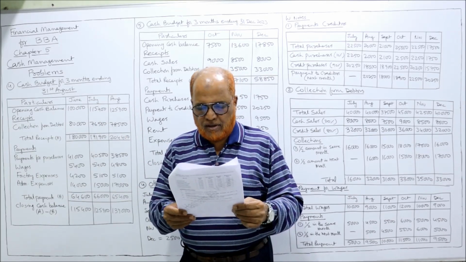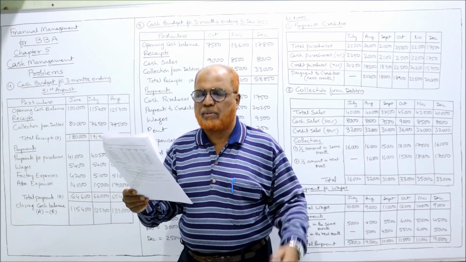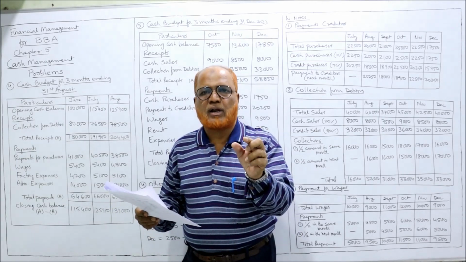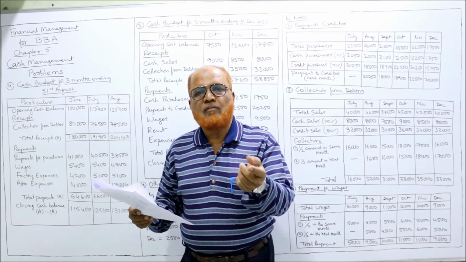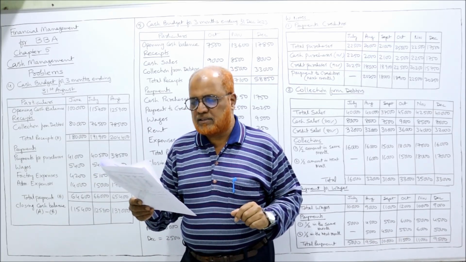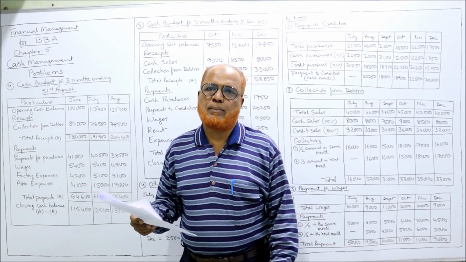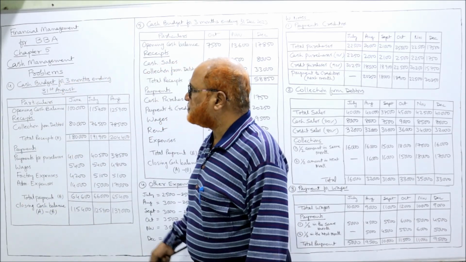That is the point. Wages, factory expense and administration expense are paid in the following month. That means delay 1 month. Whatever wages are there for April, that will be paid in May. The wages of May will be paid in June, like that. Even expenses also same thing. Next month the amount will be paid. That's it. Now see the answer.